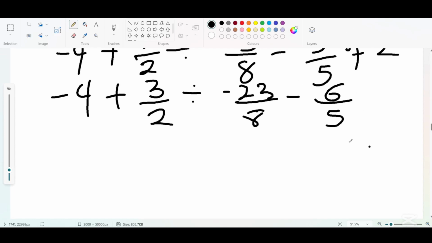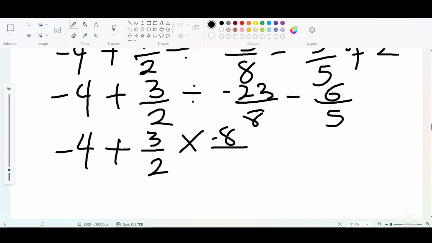So the next thing after of is division. Whenever we see division in an expression, we convert it to multiplication. So that's going to be minus 4 plus 3 all over 2 times 8 over minus 23. The minus here could be placed at the numerator or at the denominator, but it is preferable to place it at the numerator. So even when we invert, the minus can still be at the numerator. When we invert, we take the denominator to the numerator and the numerator back to the denominator, that is when we are dividing. Now we convert the division to multiplication. So this is going to be minus 6 over 5.